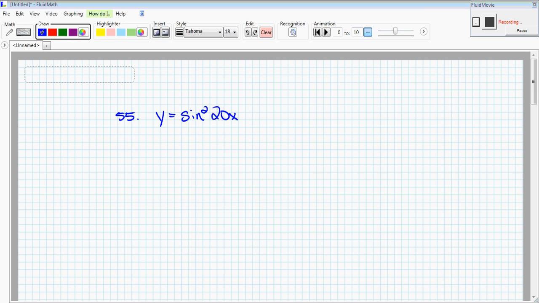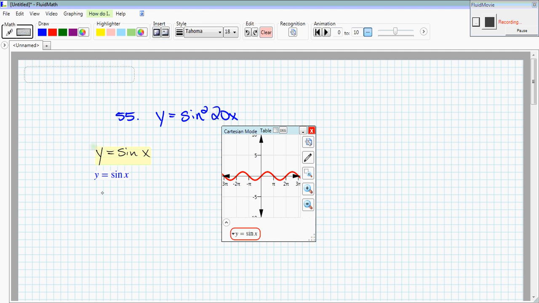For question 55, the directions say to determine an appropriate viewing rectangle for each function and then use it to draw the graph. And here's our function. Before we do that, let's just see how the squared affects the sine curve. We'll just start with the parent of y equals sine x, and we'll give it a graph here. And then we'll graph y equals sine squared of x, and we'll talk about it.